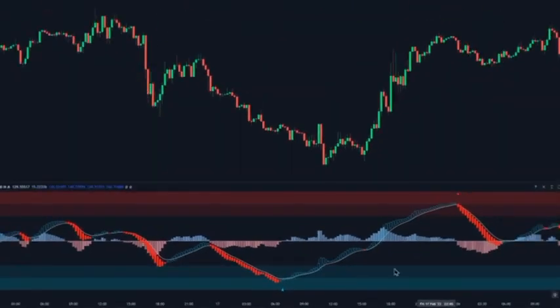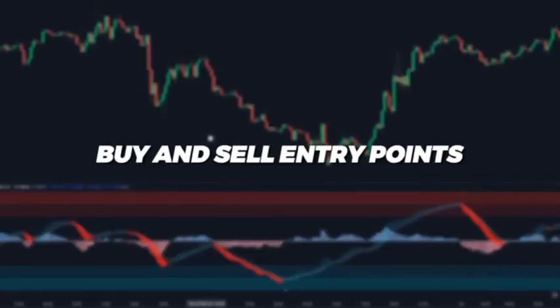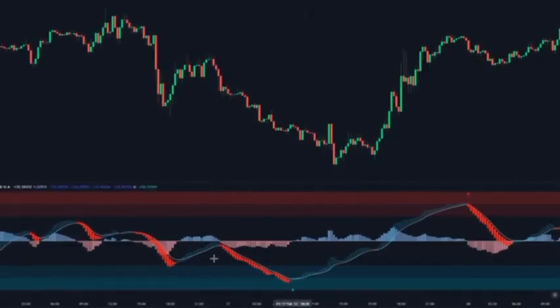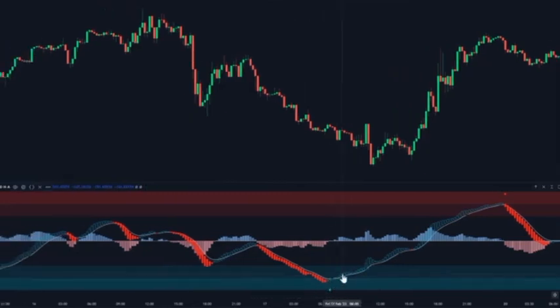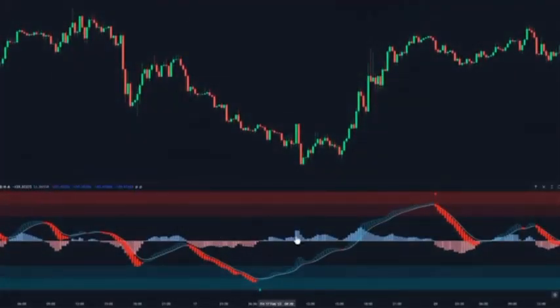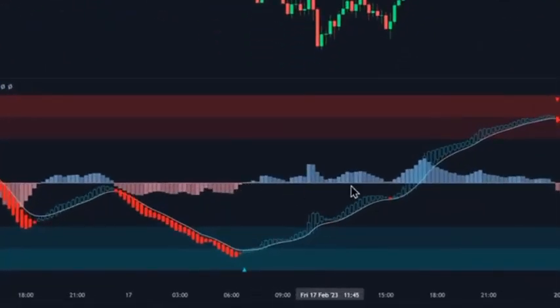The crossovers between the MACD line and the signal line are going to be used as buy and sell entry points. When the MACD line, these Heikin-Ashi candles, crosses above the signal line, that indicates a potential entry point for long positions. On the other hand, whenever the Heikin-Ashi candles cross below the signal line, that indicates a potential entry point for short positions. Then this is the MACD histogram, and this white horizontal line is called the midline.